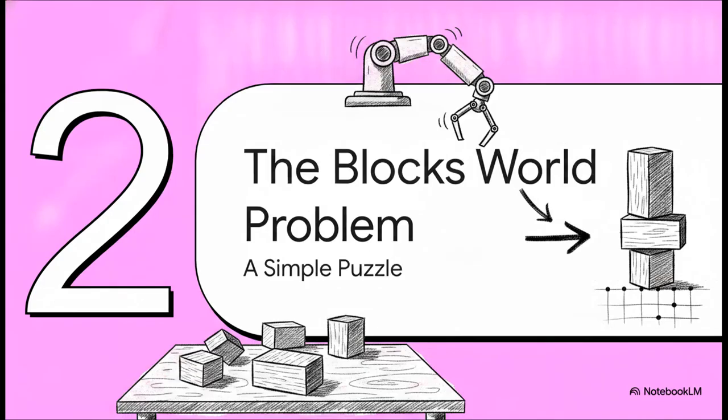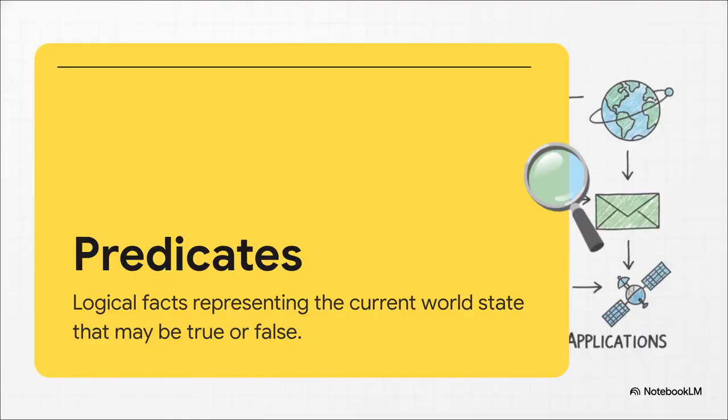Moving right along to section 2, the blocks world problem. It's the simplest puzzle, but it has some deeply profound logic. Okay, picture this. Imagine a table, and on it are 3 wooden blocks, A, B, and C. A robot arm needs to rearrange them from a messy starting position into a very neat specific stack. It sounds incredibly simple, right? But this is actually one of the absolute earliest benchmark problems in all of AI history.